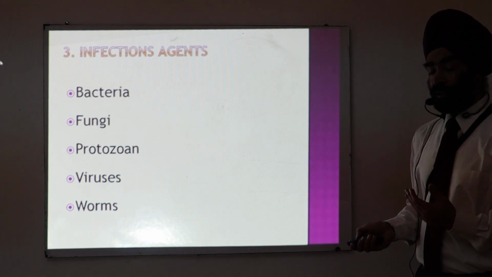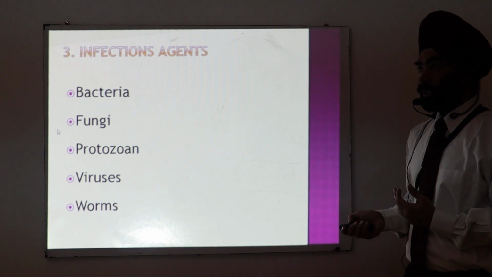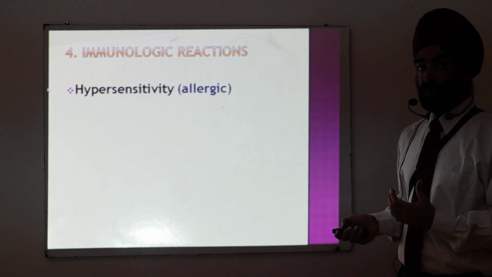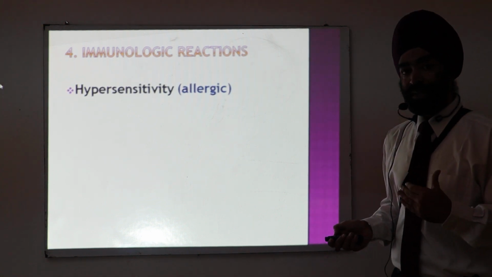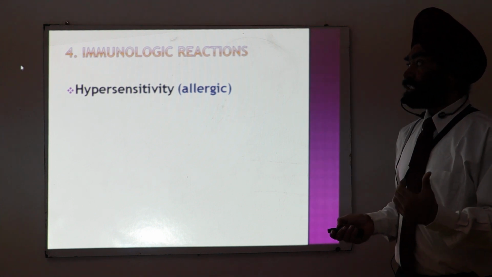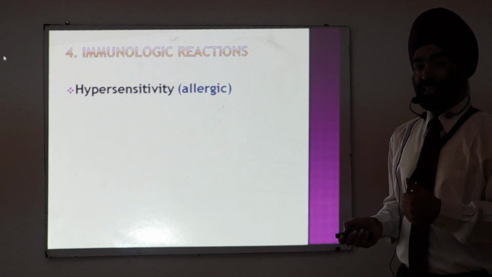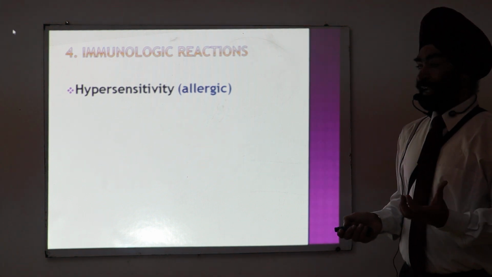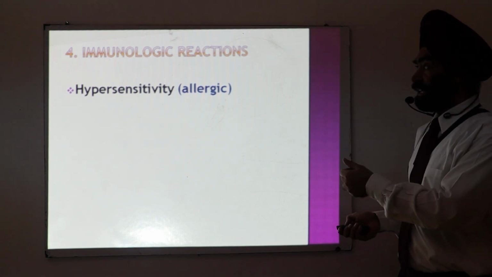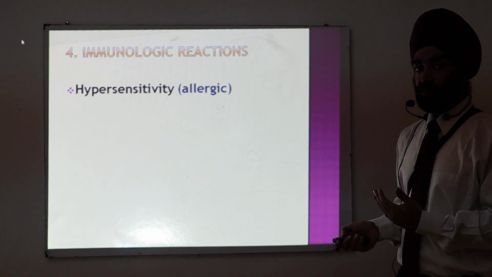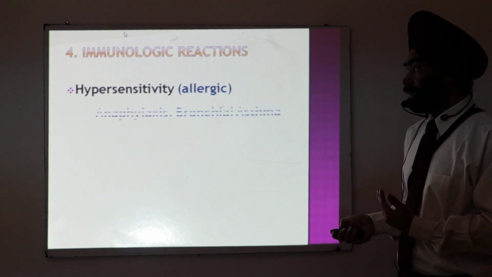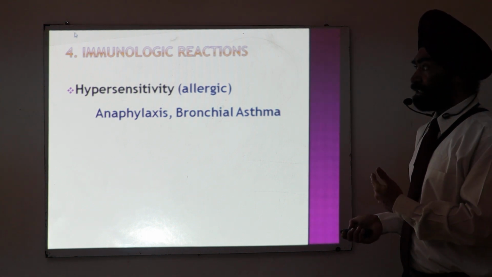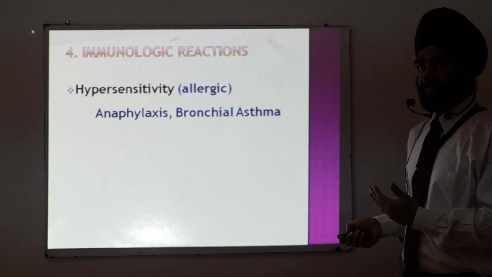Again, this is the third reason which can produce injury. Fourth one, immunological reactions. The immune system is disturbed in our body. Now if the immune system becomes very excessive, that is hypersensitivity. Hyper means excess, sensitivity means becoming sensitive. The immune system is excessively activated, and we use a term for the hypersensitivity: allergy. So allergy is because of the excessive activation of the immune system. Examples are anaphylaxis and bronchial asthma. These are examples of hypersensitivity, allergic reactions.